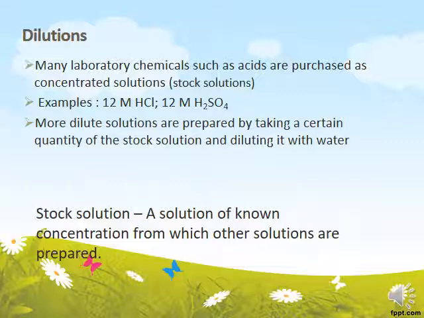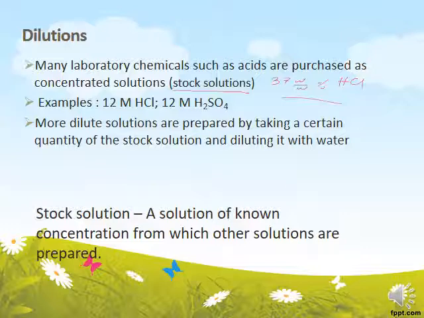Next is dilution. Many laboratory chemicals such as acids are purchased as concentrated solutions. These are called stock solutions. Like just now, in the previous example, 37 weight over weight percent of HCl. This is normally in the form of solution.